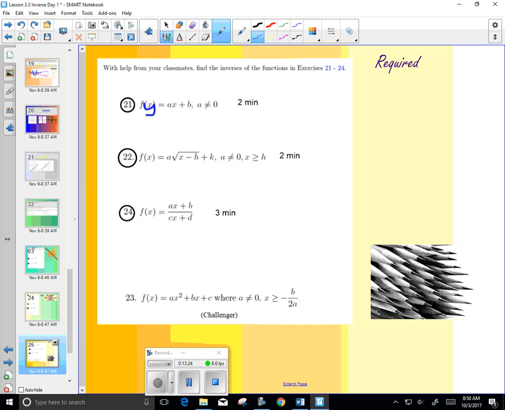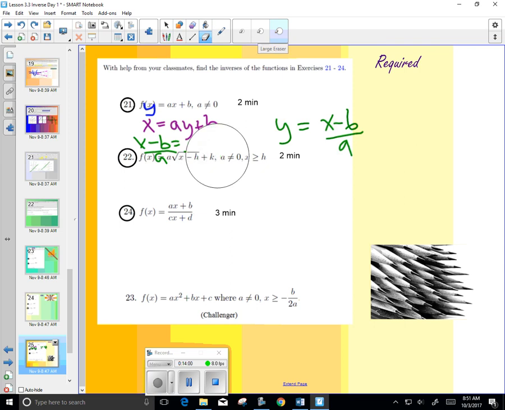So let's do this one together. What do you do first to find the inverse of this? Switch y's and x's around. And now we solve for what? For y. So you get x minus b equals a times y. So what's y going to be equal to? X minus b over a. And do you see why they don't want a equal to 0? Smart. They're thinking ahead. You try that with 22 and 24.